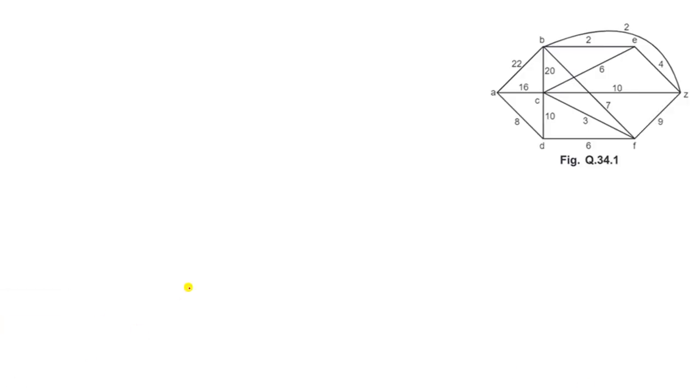So this is the graph. Here they ask: using Dijkstra's algorithm, find the path from A to Z. We have a series of steps, so let us do them one by one. You see here, first step. See the solution carefully.